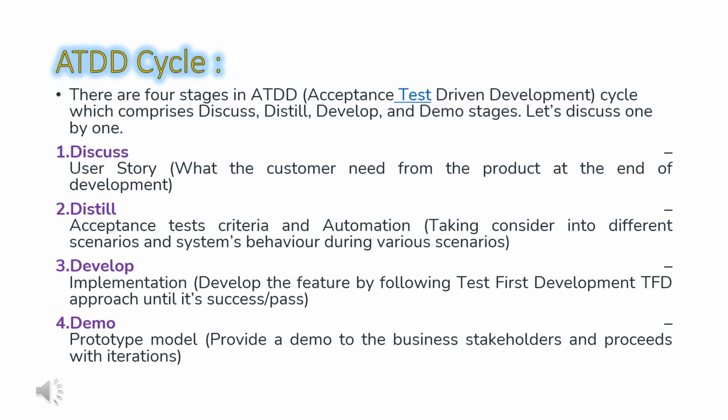Next one is demo. For the demo we are going to develop a prototype. The prototype model is developed and shown to the customers, and when they are satisfied with that, then we can proceed with the actual development, or else we can keep on doing further iterations until the customer gets satisfied. Once the customer is satisfied, we will turn the prototype model into the real model.